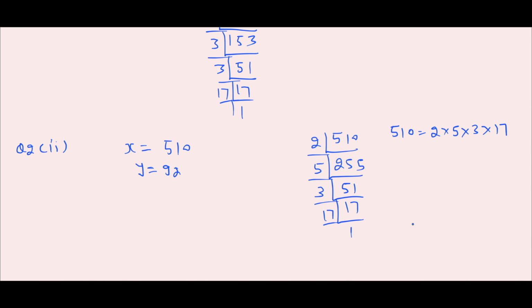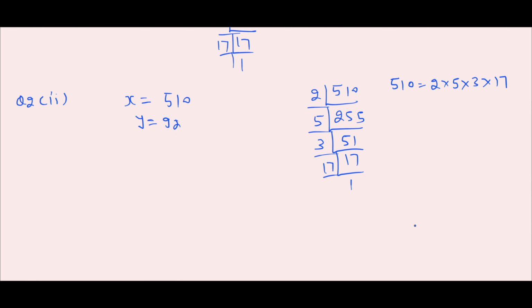And 92 is a smaller number, so we can solve it. So 92 can be written as 2 into 46, and 46 is even, so it will be again divisible by 2, so it will become 2 square times 23. 23 is a prime number, so we cannot factorize it more.